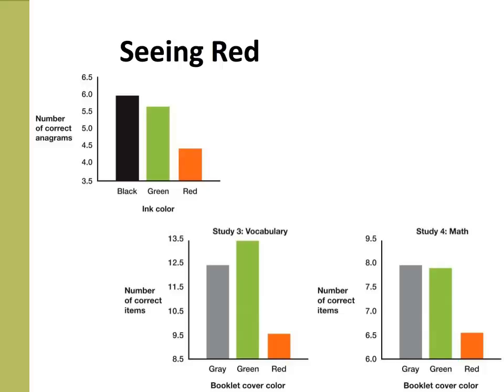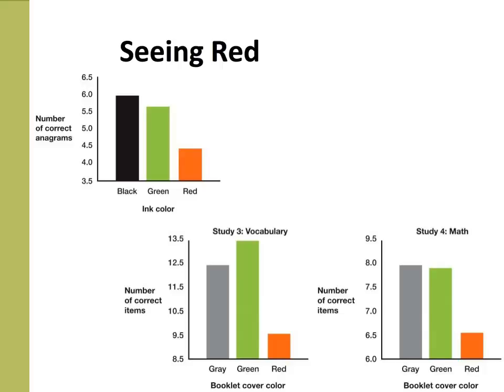They then redid the experiment several times, changing different aspects. They tried making the outside cover of the test booklet different colors. They changed it to a vocabulary test instead of an anagram test. They changed it to a math test instead of an anagram test. And all of the experiments had the same results. Those who saw the color red in any degree ended up with lower scores.